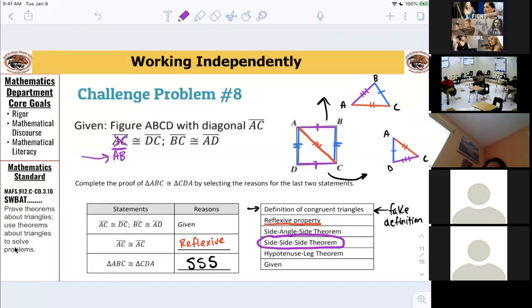Yeah, so if it was SAS, let's say in this problem we knew three things. Let's say we knew side AB and BC, and then let's say they told us that angle B is congruent to angle D. If they told us that in the problem, then we would know it's SAS because I have a side, this is my side, this is my angle, and this is my side. That's SAS.